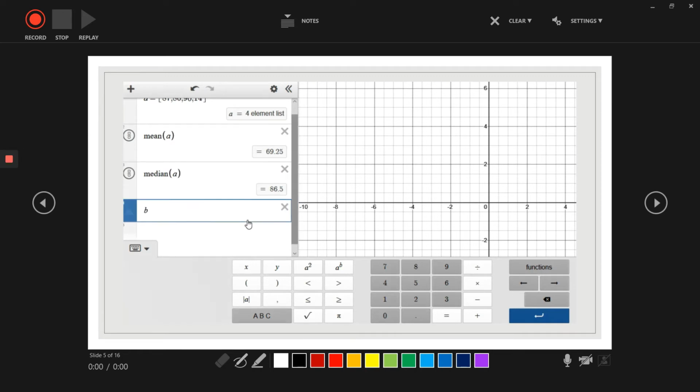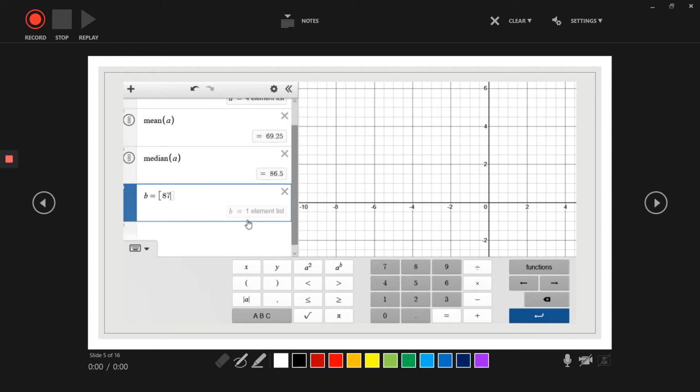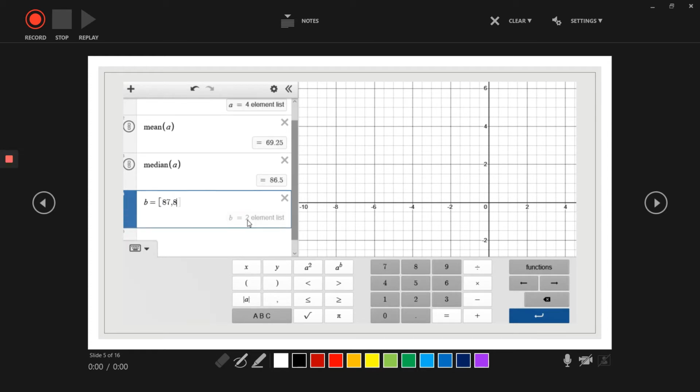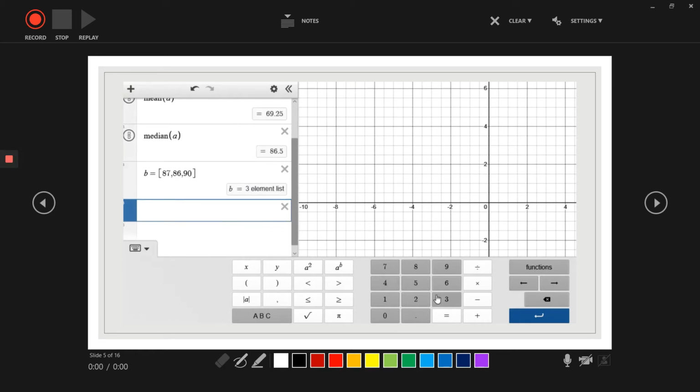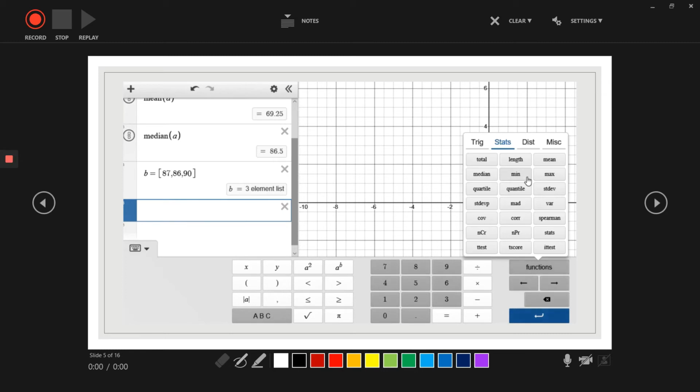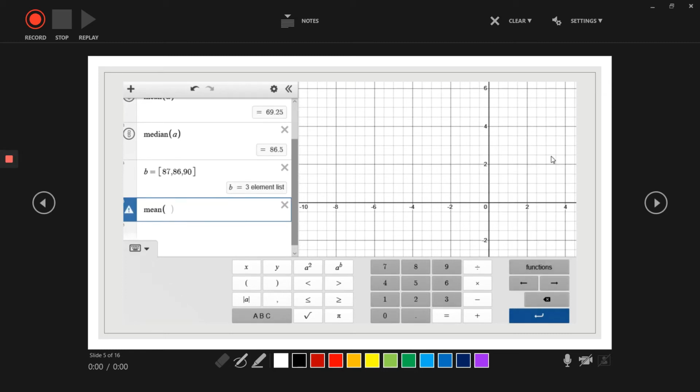All right, so now what if we make a new list that doesn't have the outlier? Okay, so this time I didn't include the outlier, and I'm going to calculate the mean and median here. Now this set doesn't have a mode at all because there's no repeated values.